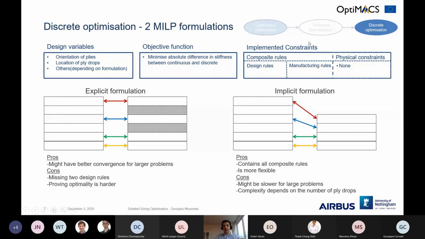Now, as for the second stage of the optimization, I said that we perform an intermediate step in between where we discretize the thickness. So the thickness is fixed throughout this optimization. The weight of the structure is fixed. And what we're trying to do is minimize the absolute difference between the stiffness of the continuous and the stiffness of the discrete result. And we have come up with two different formulations of these problems. They basically do the same thing, but they have advantages and disadvantages. They mainly differ in how continuity between neighboring patches is treated, but I won't go into any detail on that.